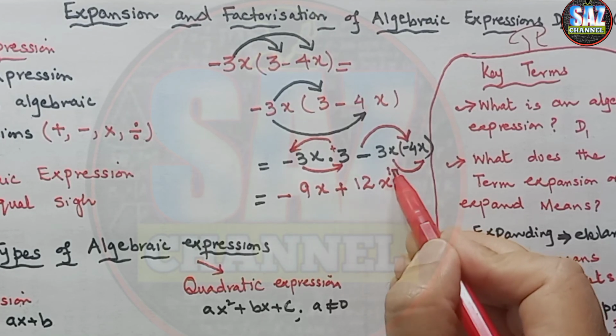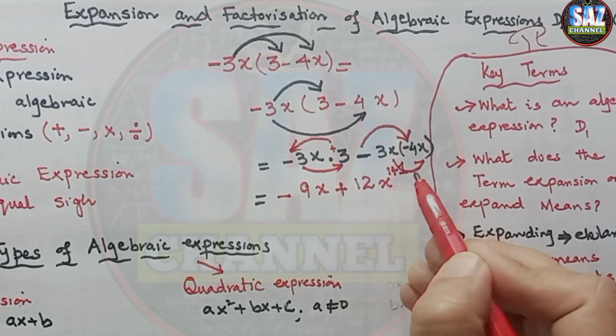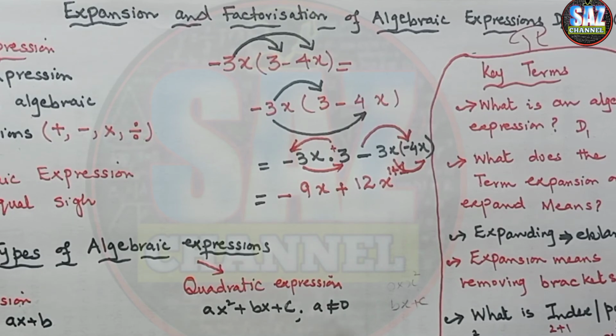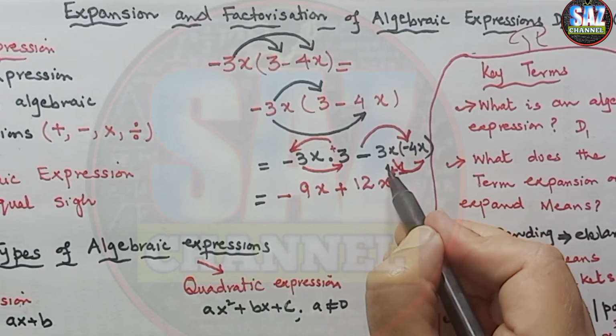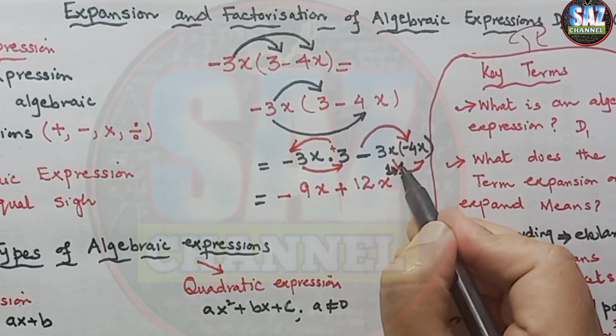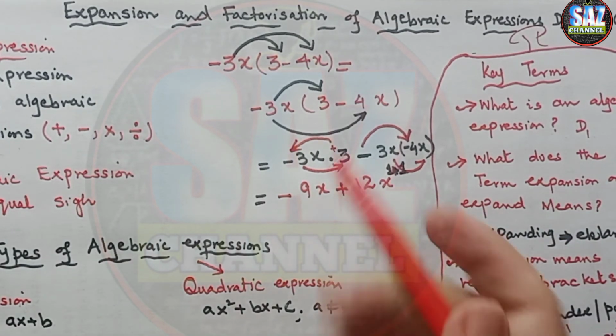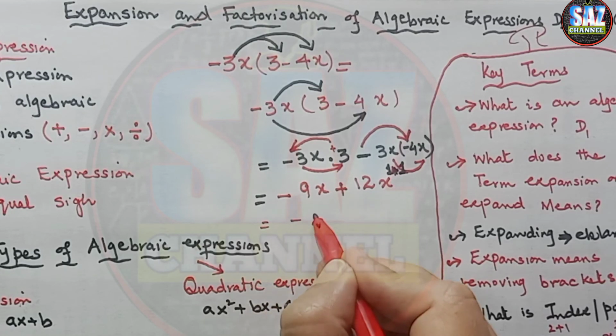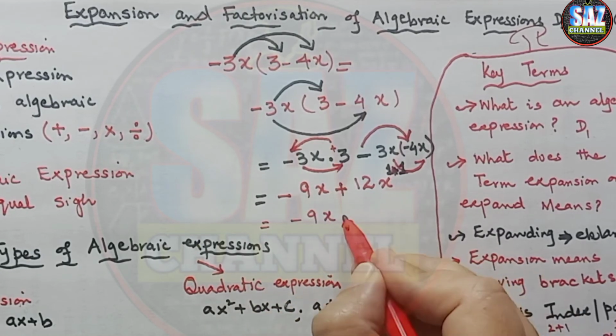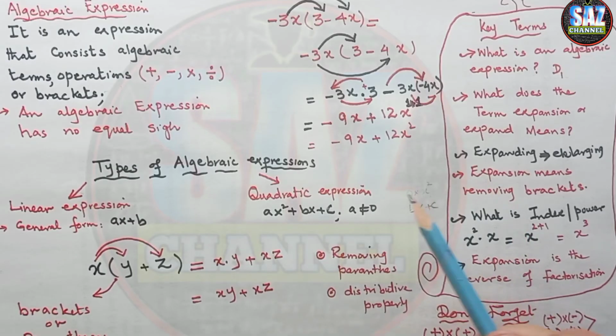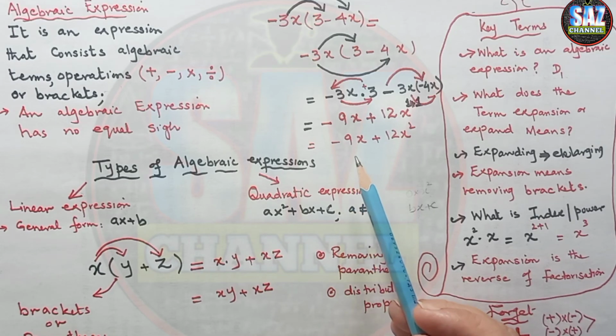As I'm doing this lesson for my beginner class, for my young students who are joining the class for the first time, I am going really slow. Okay, and the question will take the form minus 9x plus 12x square. I hope you are clear about today's class.